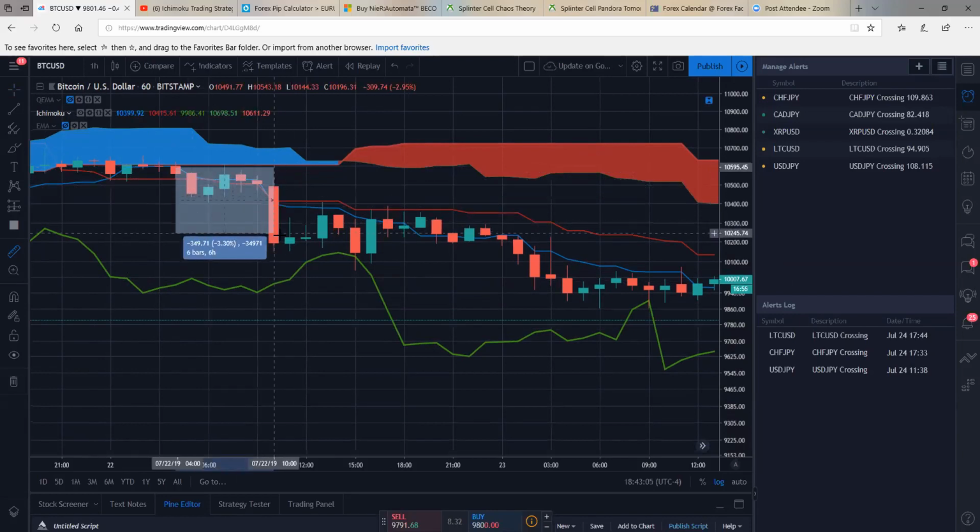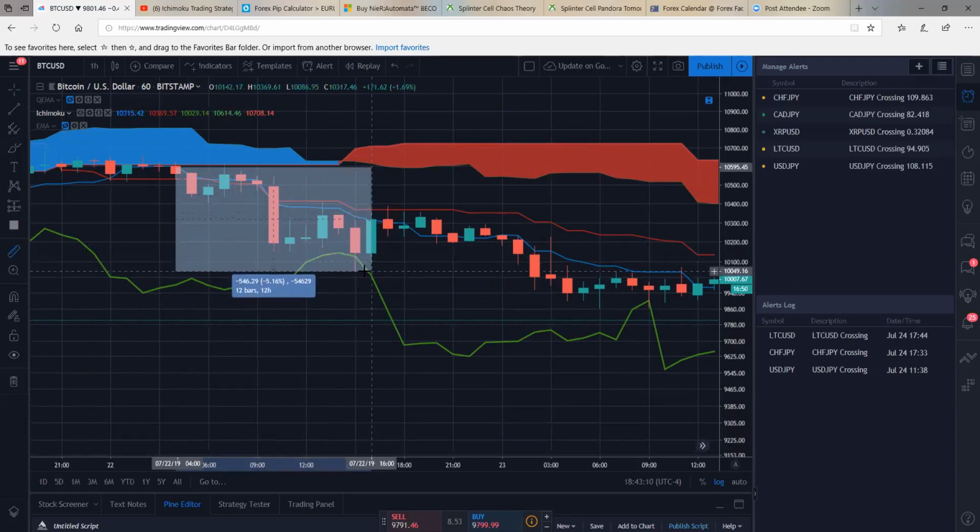Bitcoin counts its pips or points differently. This move within a half of a day made a maximum of 5,490 points. 5,490 pips. So what's 10 cents times that? What's 10 cents times 5,490? The answer is $549 US.